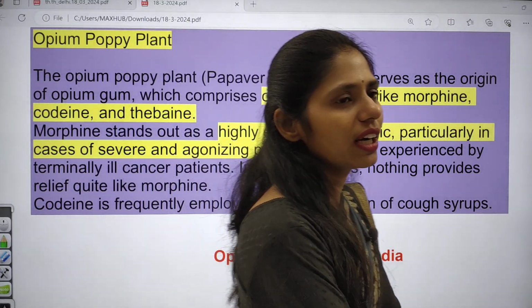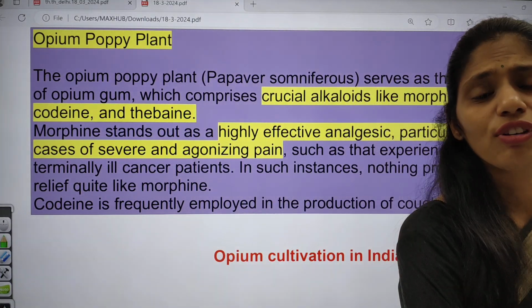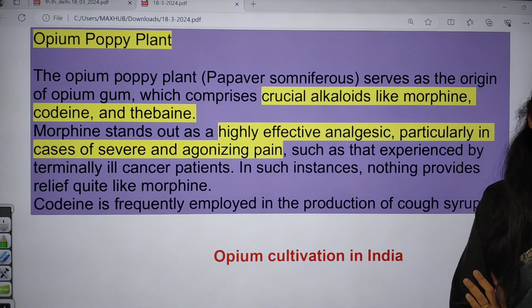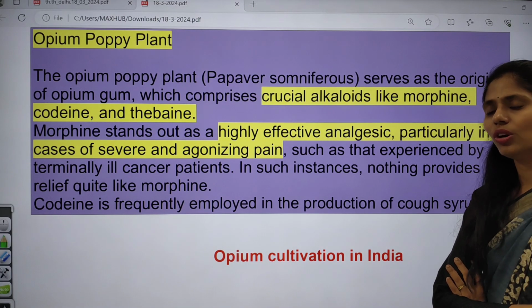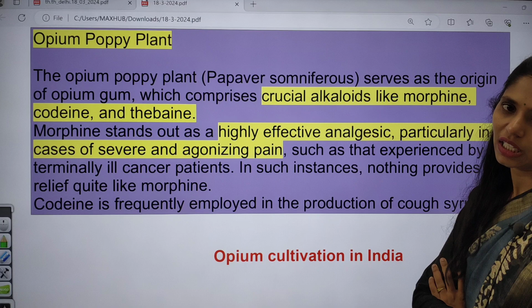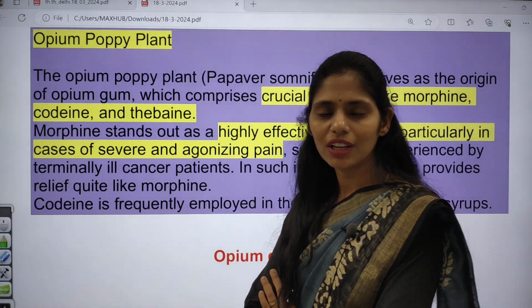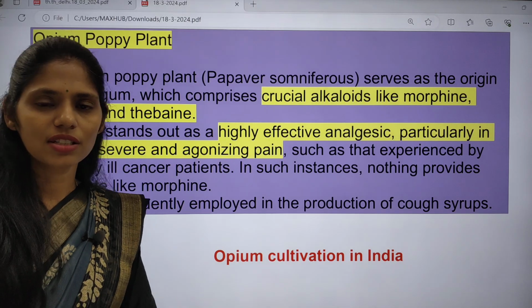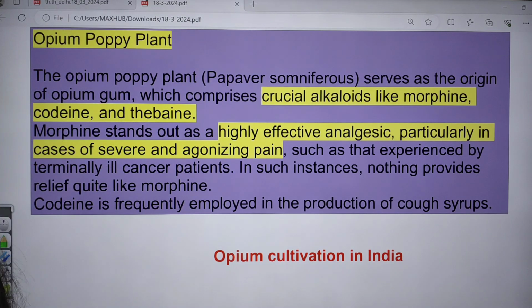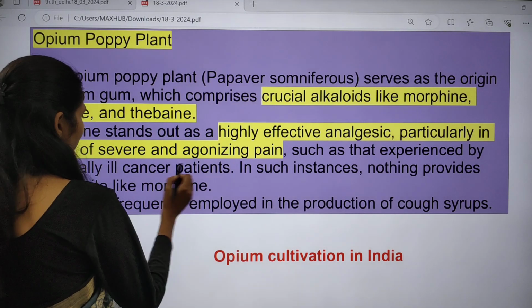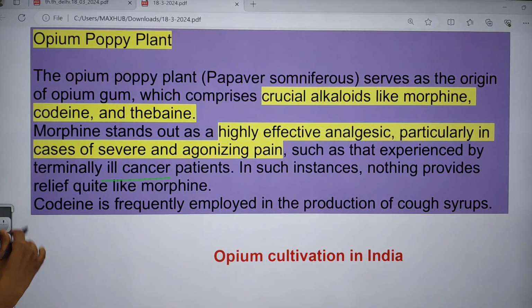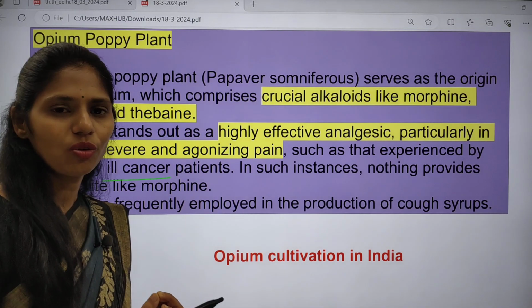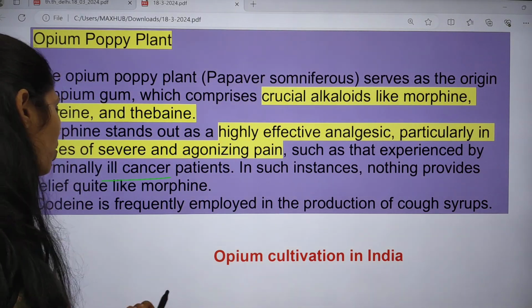So even if you sometimes get kidney stones and severe pain, they will give you morphine, but only under strict conditions. They will not give more than 2 doses, that's it, not more than that. Particularly in case of severe and agonizing pain, such as that experienced by terminally ill patients facing cancer, to provide some relief, yes, they will give morphine.